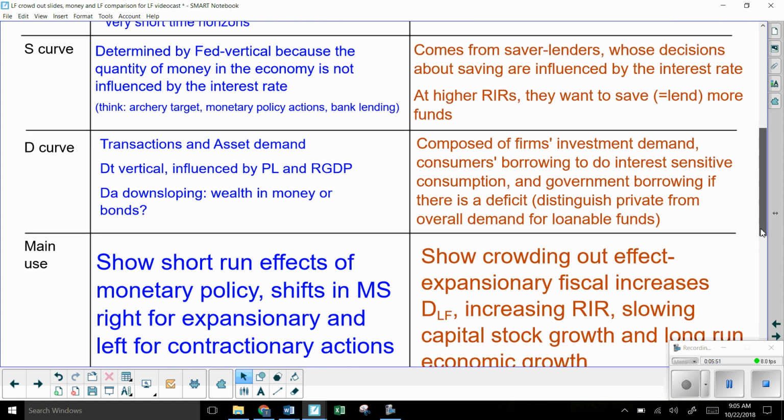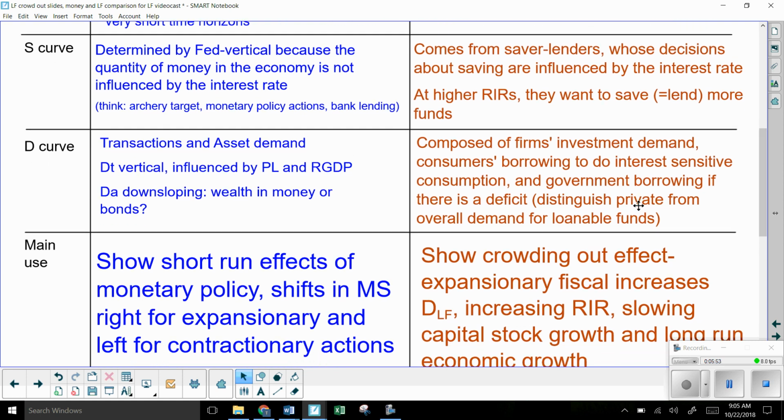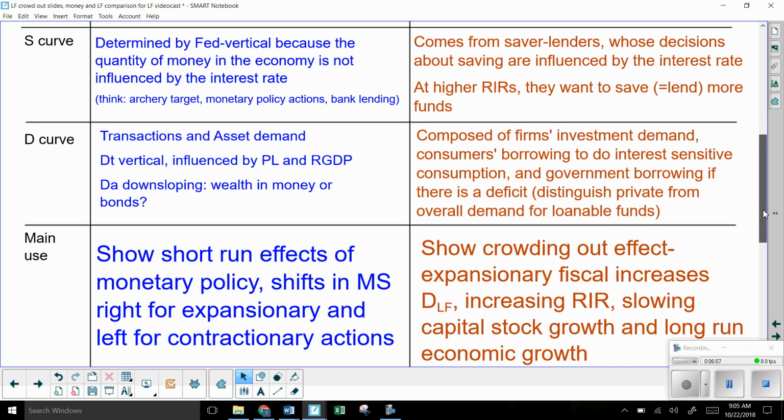But we always want to be able to think about the private sector demand for loanable funds, that is consumers and firms, and distinguish that from the overall demand. That's when we factor in government. That ability to hop back and forth is critical to really seeing the graph for the crowding out effect.